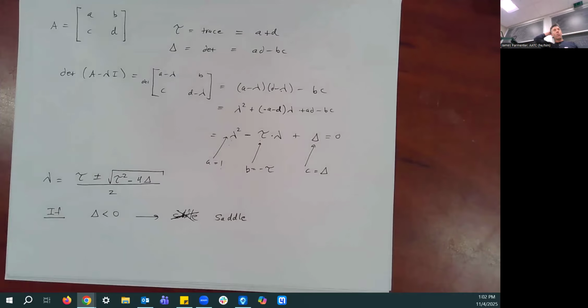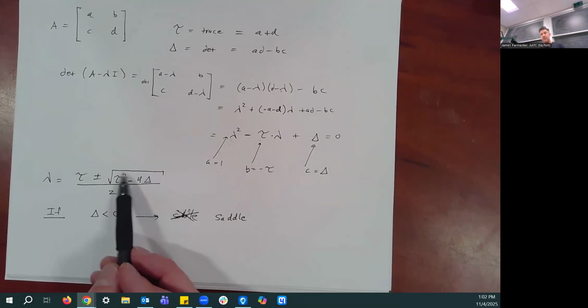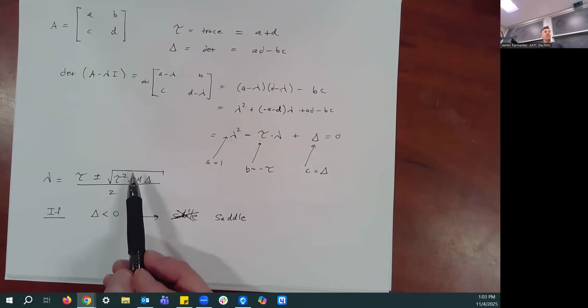Why? Well, think about this. If your determinant is negative, then negative 4 times your determinant is going to be positive. The thing inside the square root is going to get larger, so whatever's inside the square root is going to be bigger than tau squared. And if you take the square root of that, it's going to be bigger than tau.